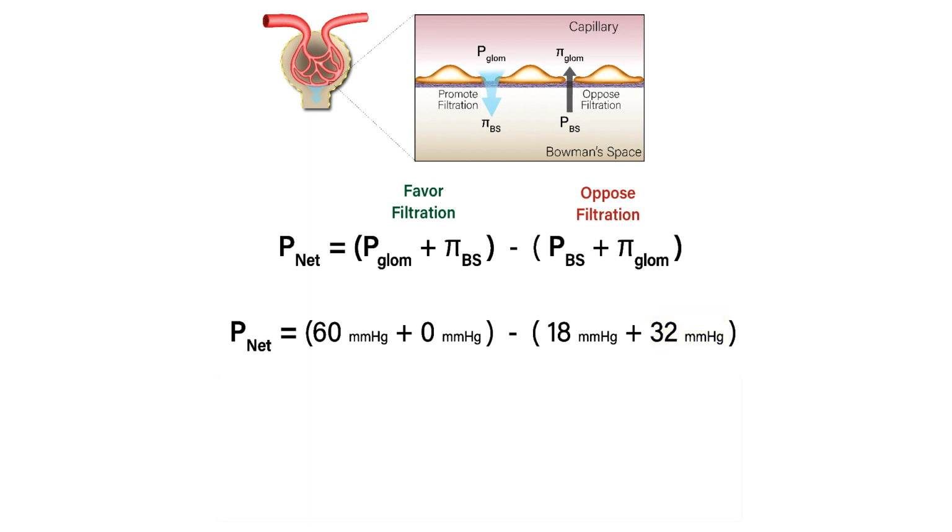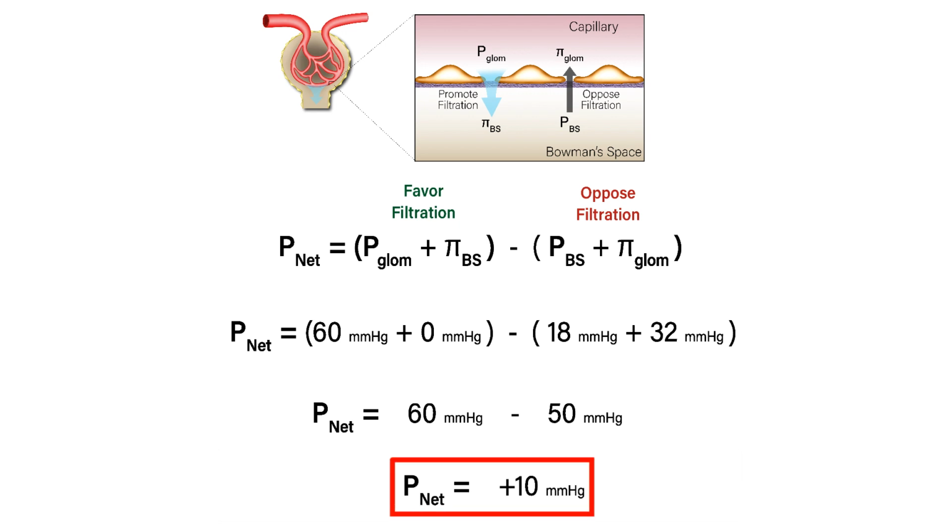If we sum each of these groups of components, we get 60 millimeters of mercury minus 50 millimeters of mercury, or a net filtration pressure of 10 millimeters of mercury. So this net filtration pressure of 10 millimeters of mercury determines the driving force for fluid movement from the glomerular capillaries into Bowman's space. It might not seem like much of a driving force, only 10 millimeters of mercury.